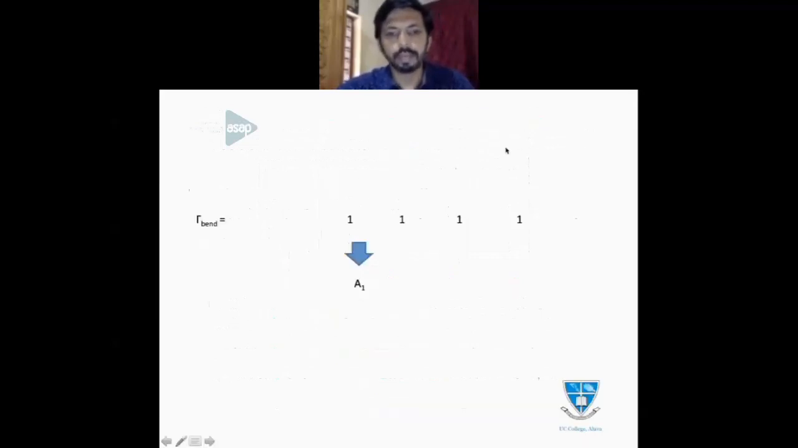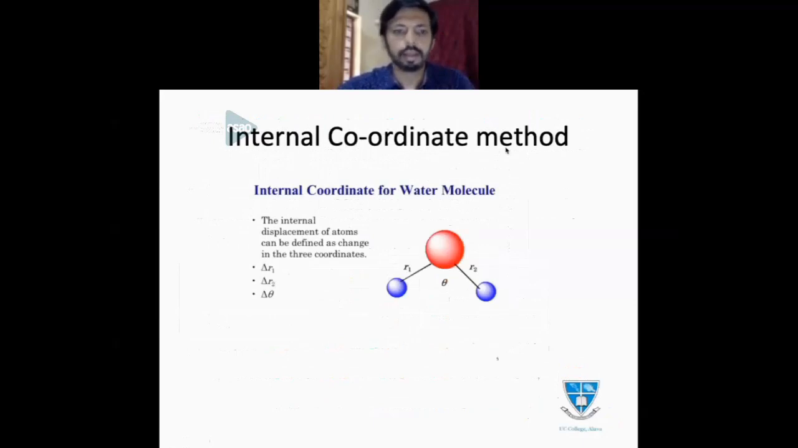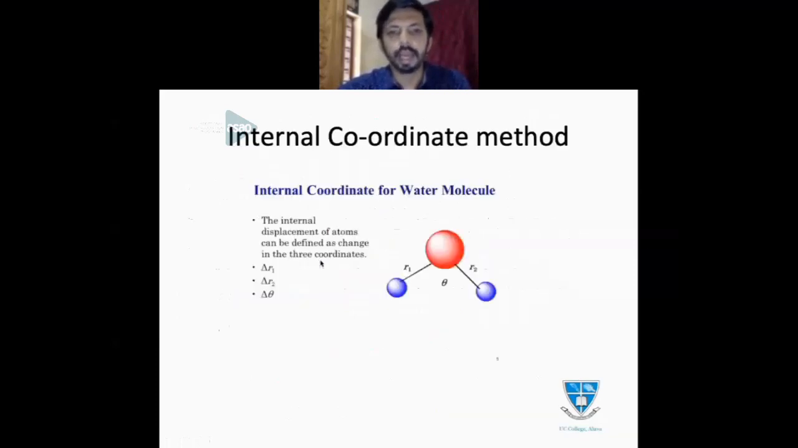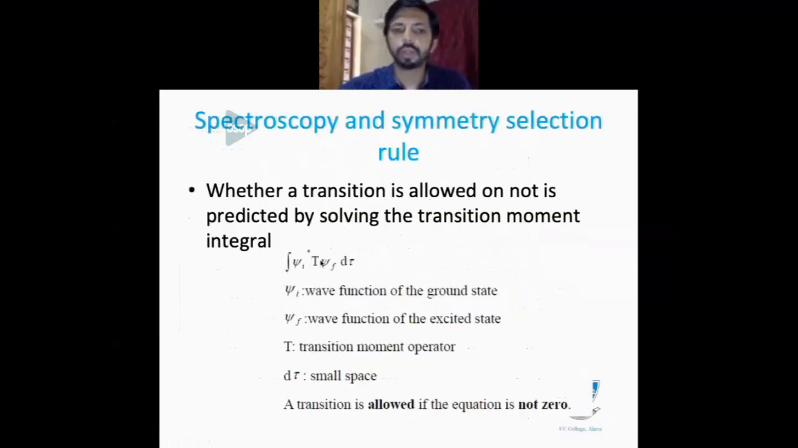So we have determined the vibrational modes as 2A1 plus B2. In the vibrational mode analysis, the vibrational modes have 2A1 and 1B2 symmetry. And we have to use the selection rule to decide whether this transition is allowed or not. This is predicted by solving the transition moment integral.